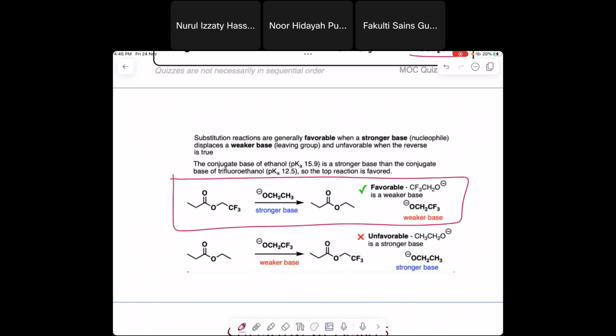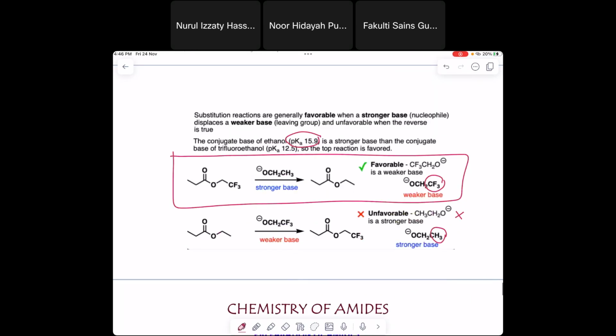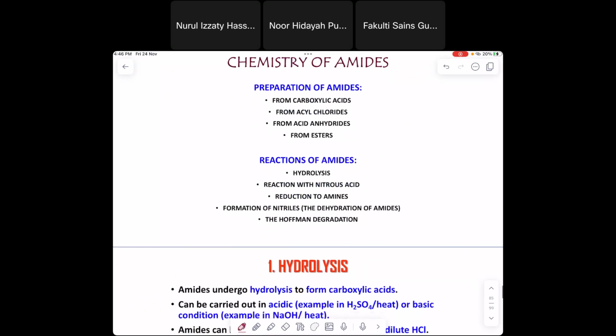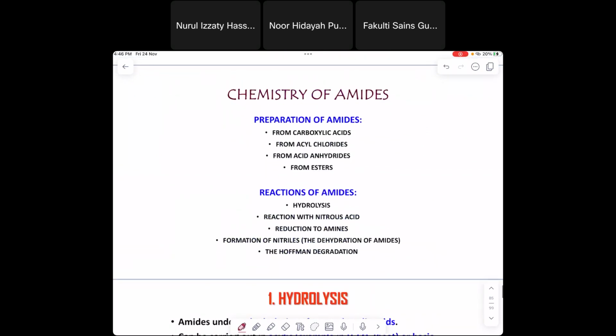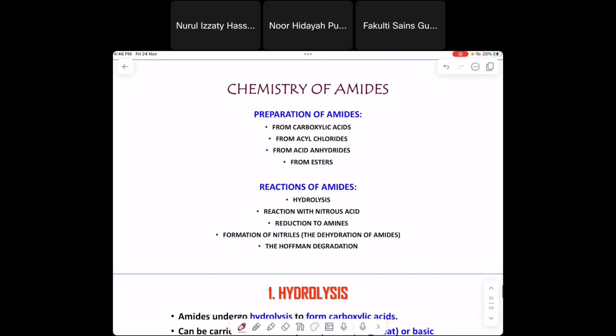Okay. Or dia ada juga lah kata, okay, yang kita keluarkan tu the conjugate base of ethanol, yang bawah tu dia unfavored sebab pKa dia 15.9 kan, tapi siapalah nak hafal the conjugate base of ethanol 15.9, but we can actually look at this: CF3 is a much weaker base than the CH3. It's easier like that.